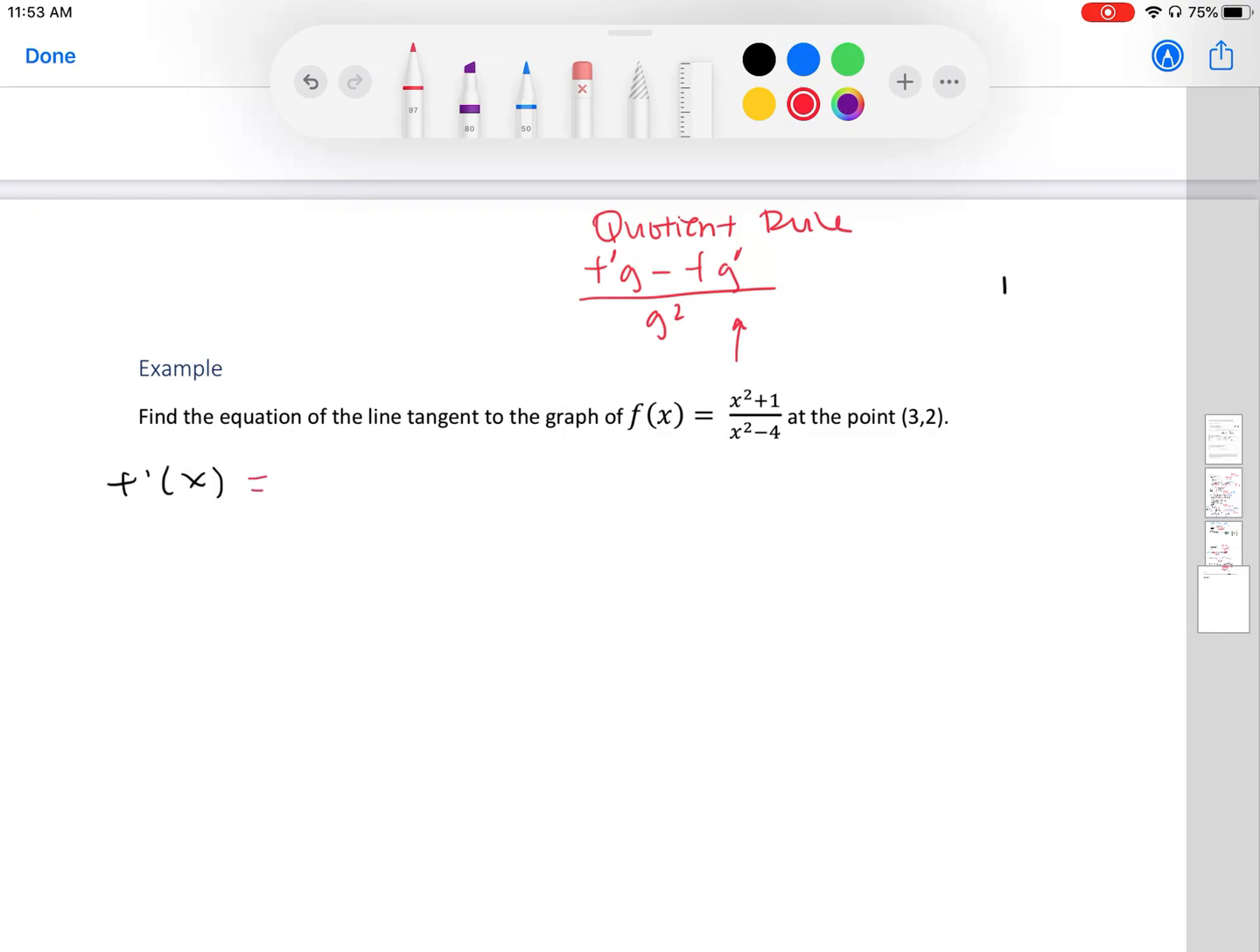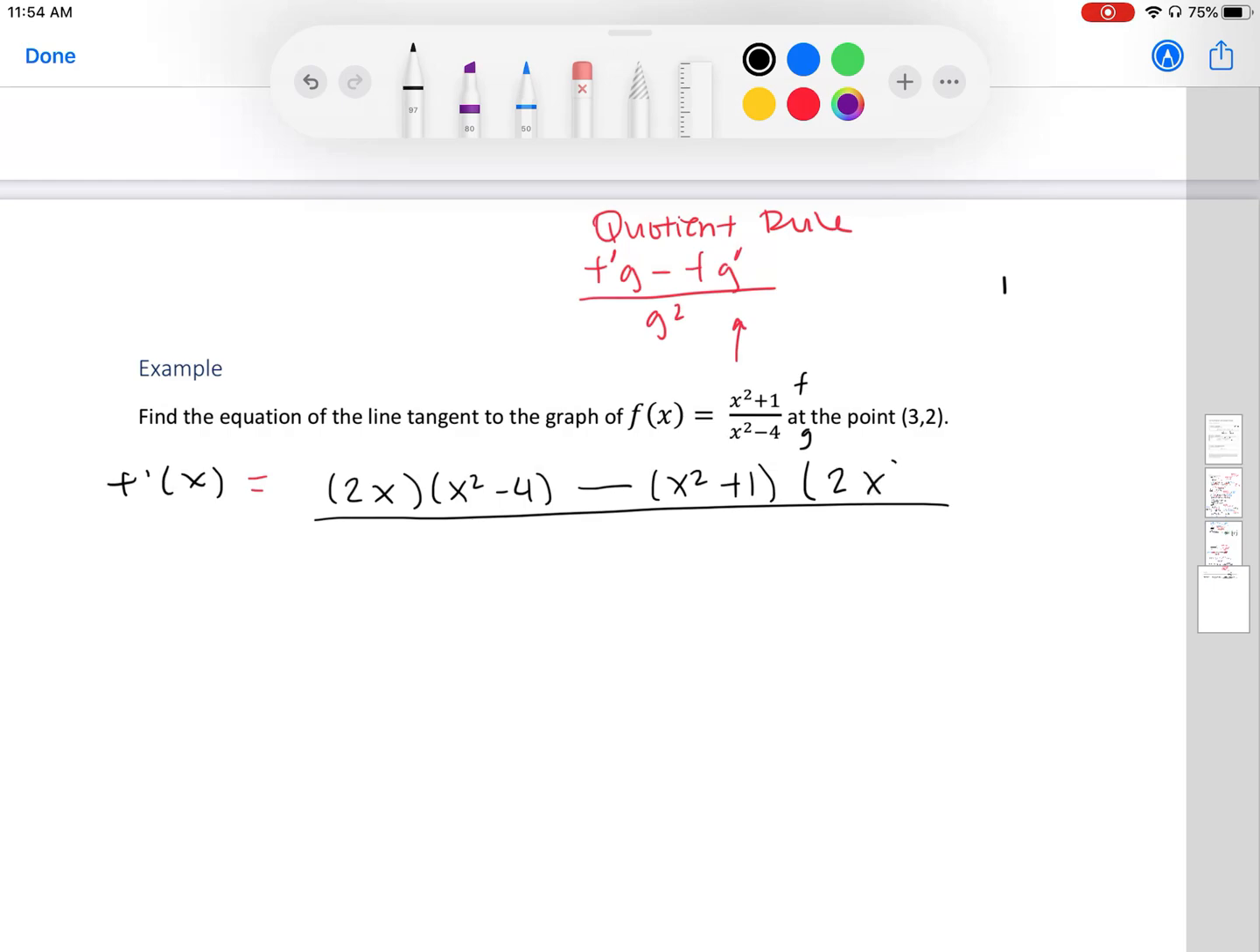Okay, so let's apply quotient rule. Our first derivative of our numerator is 2x, and then our denominator is x squared minus 4, minus our numerator is x squared plus 1, and our derivative of our denominator is just 2x. Our denominator is x squared minus 4, and I'll write it as quantity squared. There we go. That's our quotient rule. Let's go ahead and clean it up a bit.